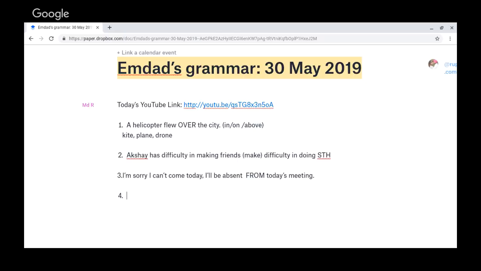Oh, I love this grammar rule. How about this, guys? What do you think about this?